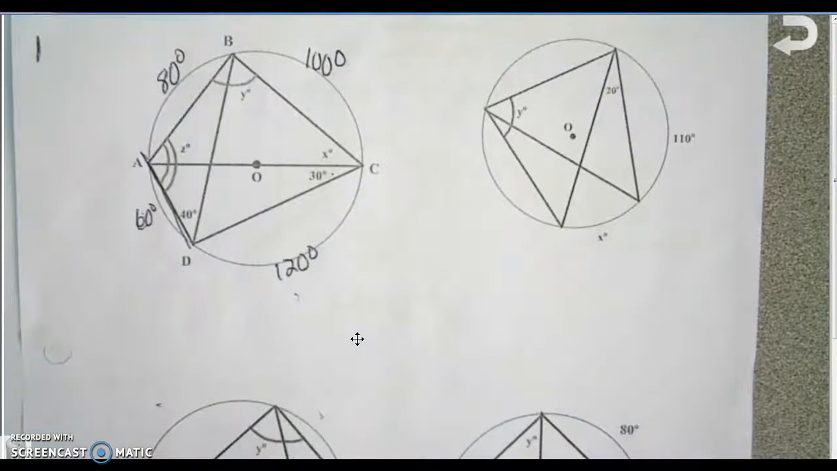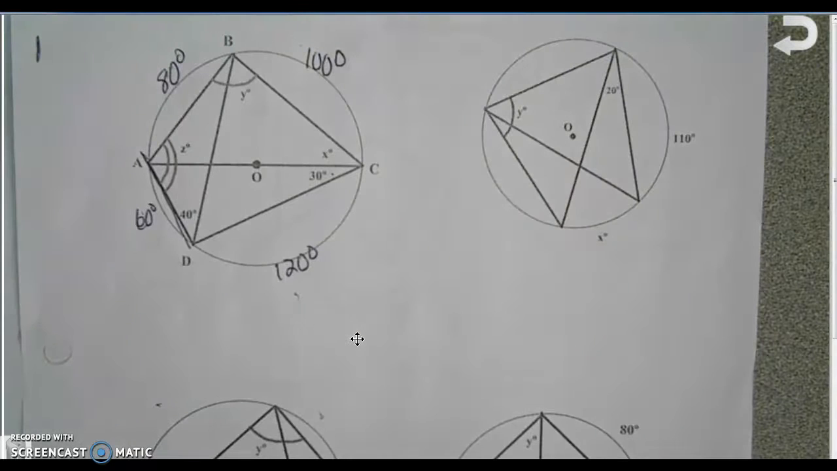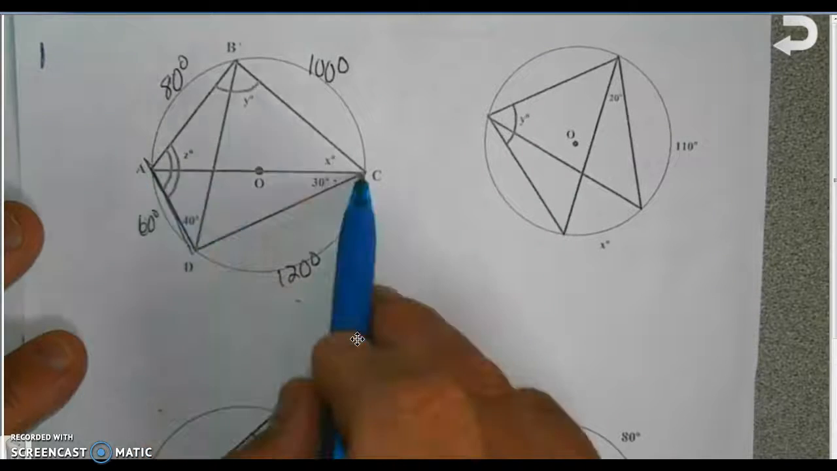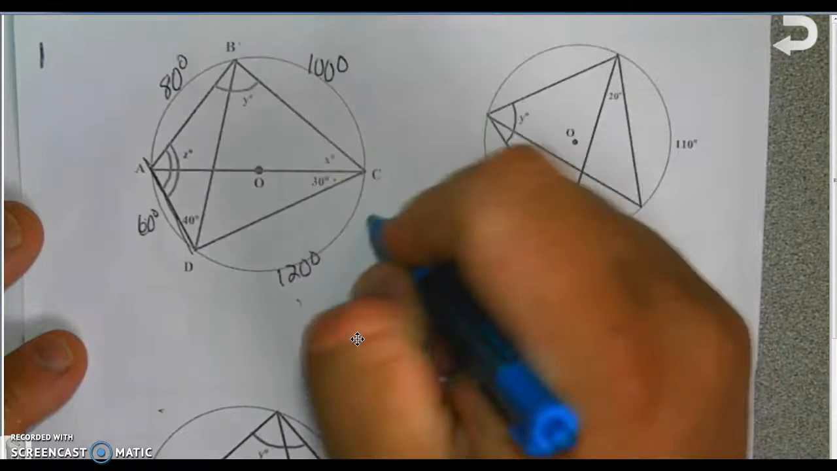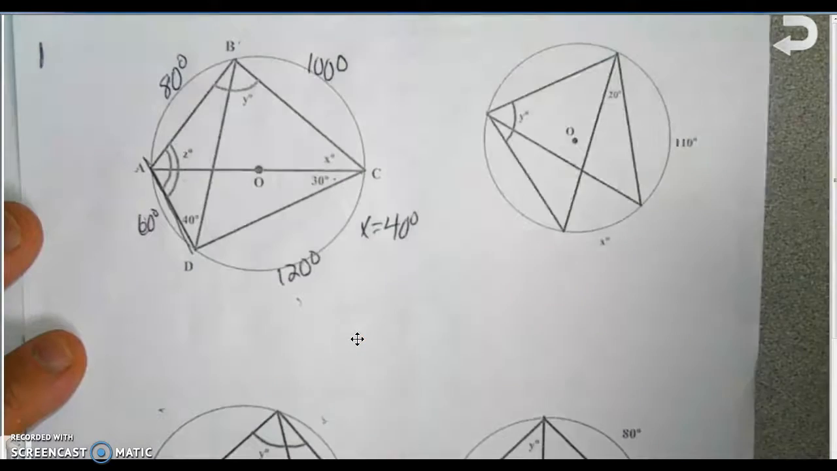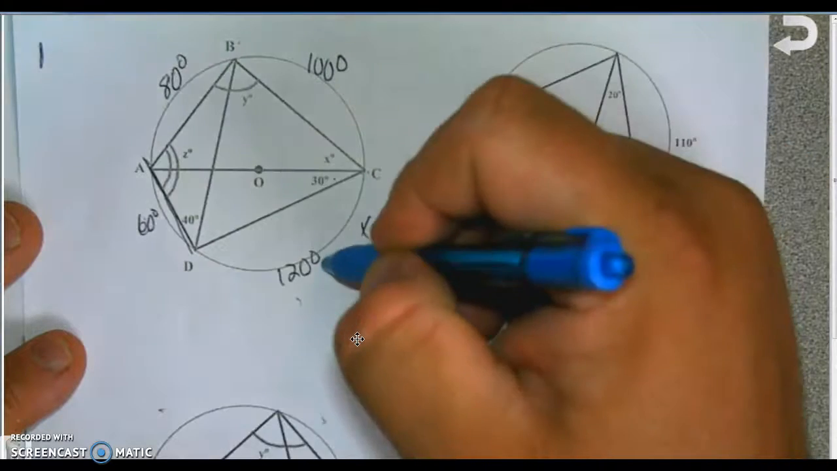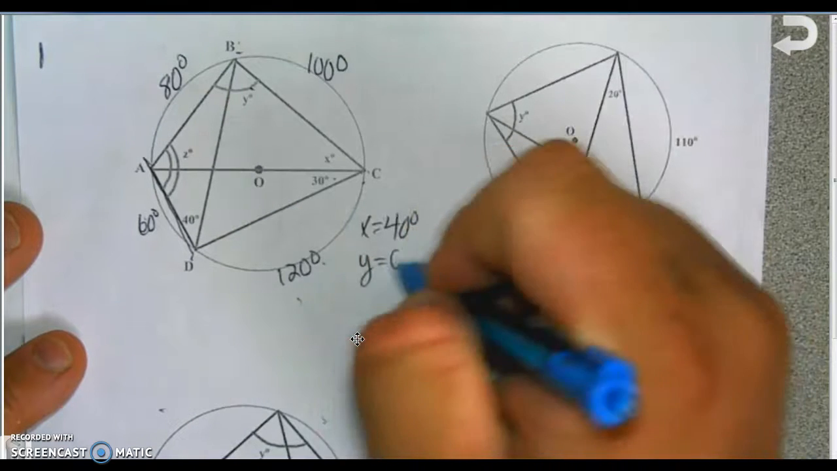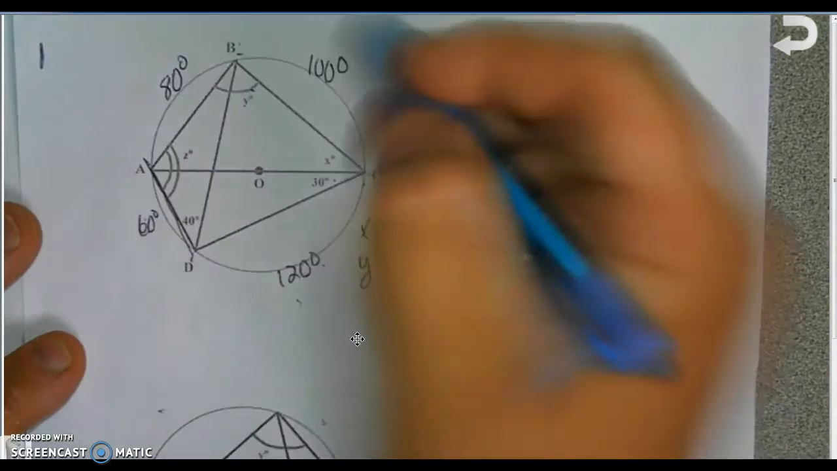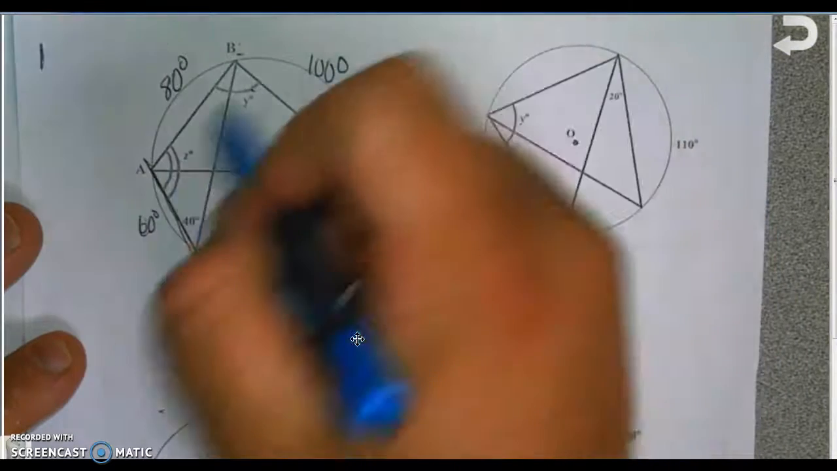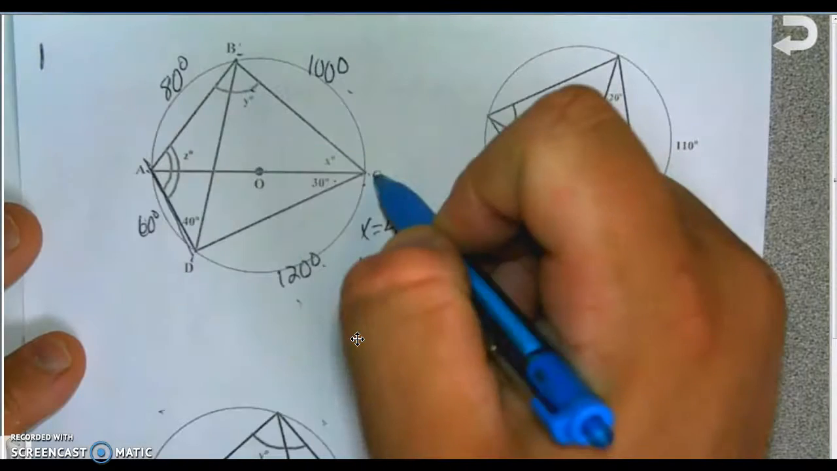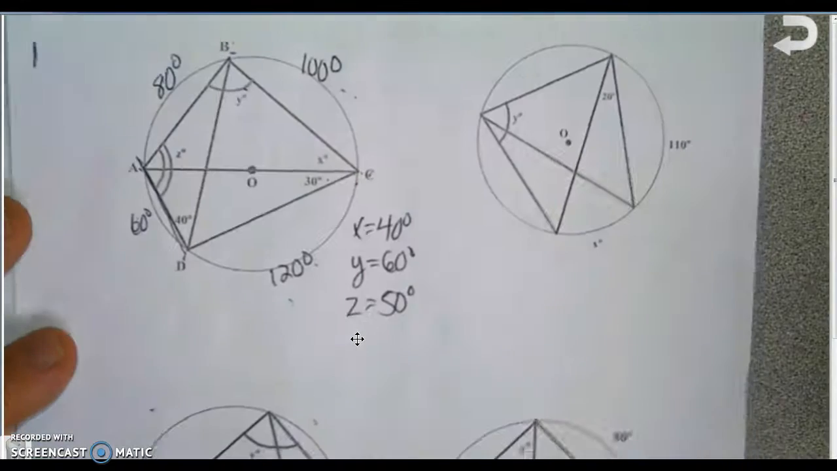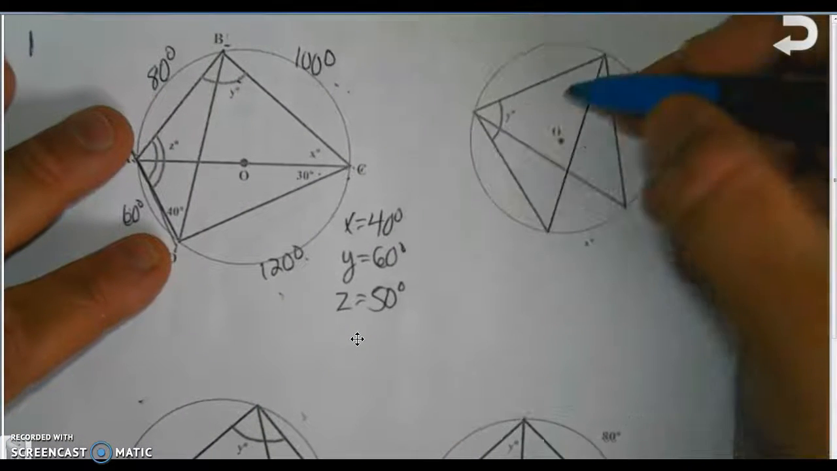And so now at this point, I have enough information to get angles X, Y, and Z. Since arc AB is 80 degrees and angle ACB is X, X is 40 degrees. Since DC is 120 and angle DBC is Y, Y is 60 degrees. Since arc BC is 100 and Z is angle BAC, Z is 50. The next one was a lot easier.